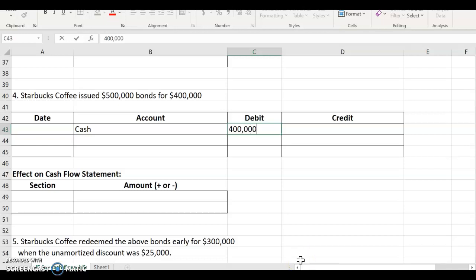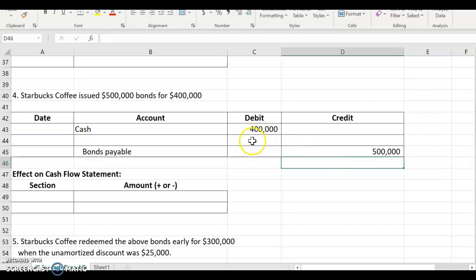Okay, and we have bonds payable that we're going to have to pay back. I'm going to skip a line and I'll explain why in just a minute. So we're going to have to pay back the $500,000. Sometimes the plug will be a debit and sometimes it will be a credit. That's why I skip, so I can go back and decide which one it will be. And so it is going to be a debit.